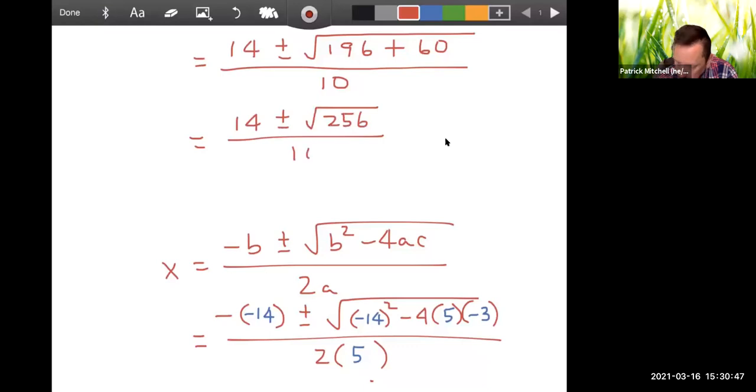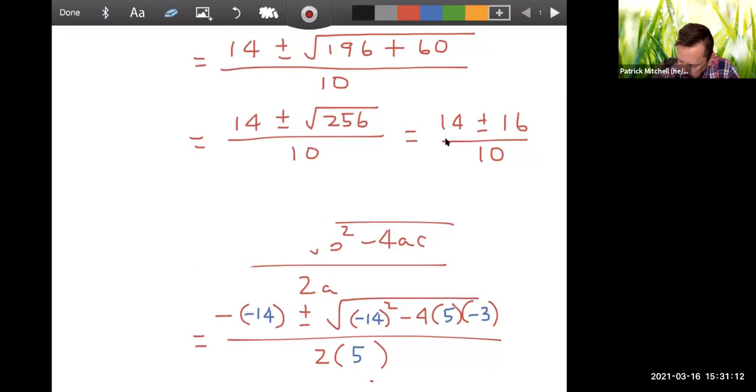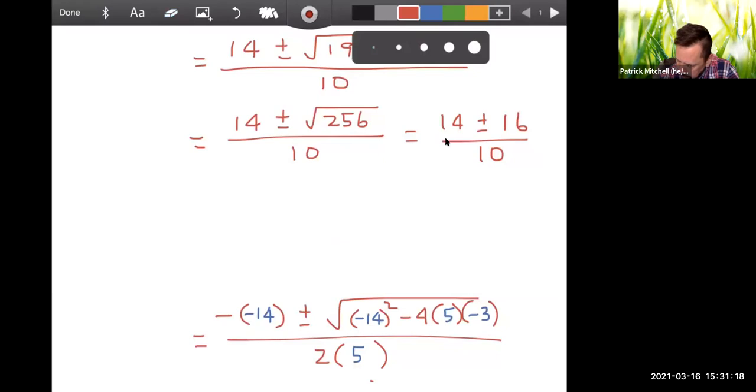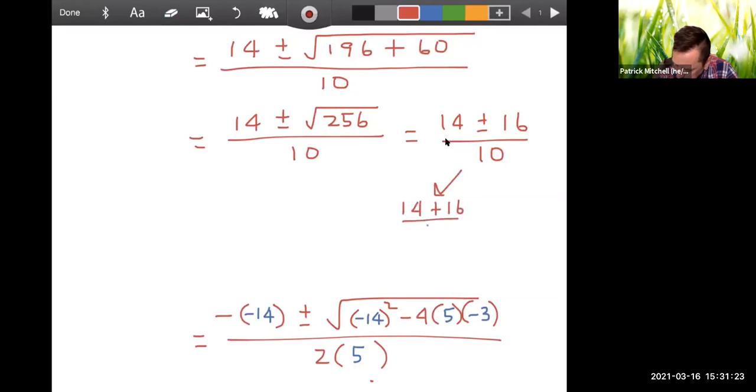And it just so happens that the square root of 256 is exactly 16. All right. So for this particular equation, we have two rational solutions. Rational meaning that you can write the answers without having to use a radical symbol. Okay, so my two solutions are, one of them has the plus, so that's 14 plus 16 over 10, which is 30 over 10, which is 3.